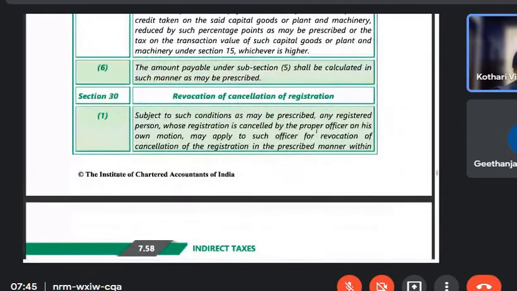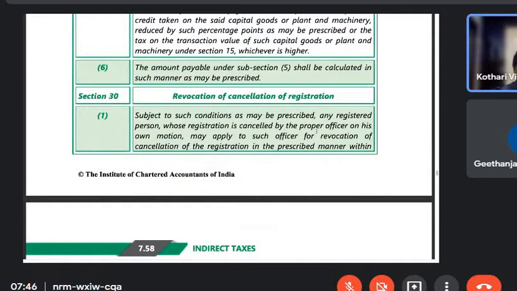So now we come to revocation of cancellation. What do you mean by revocation? The proper officer has sent me a notice stating that my GST number is going to be cancelled, but I don't reply and then he cancels it. Later on, I find out that this has happened and I missed replying. Then what options do I have? I can revoke my cancellation. There is a procedure again.